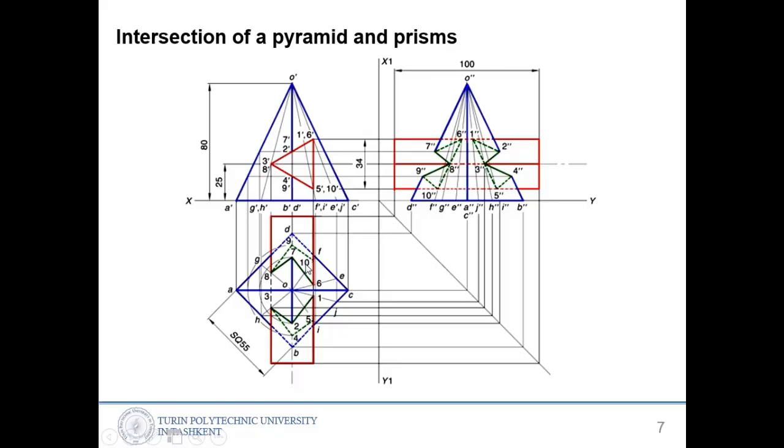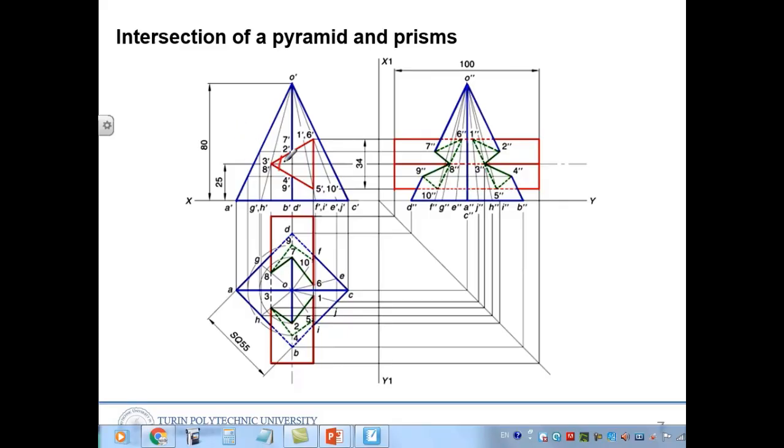And the prism's base is triangular shape. Okay, so it's penetrated inside a prism, and it generated this kind of hole. Okay, so inner hole. So that's the inlet and that's the outlet.